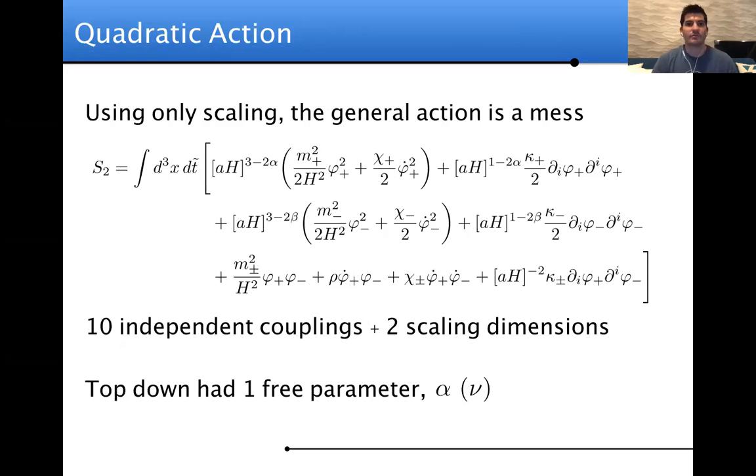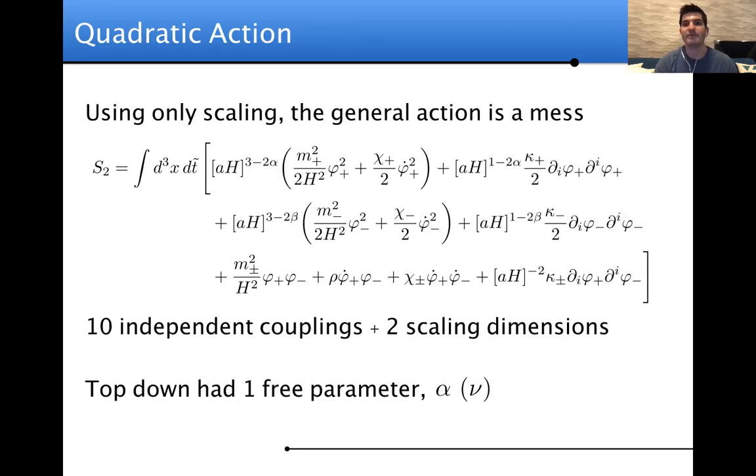So now having written down the symmetries, we should be able to write down the effective action. So if we only included the scaling symmetry and the translations and rotations of the spatial slices, to second order in the fields and second order in derivatives, we would arrive at the following action. So this action has 10 independent couplings and 2 independent scaling dimensions. This should be compared to our top-down description that had one free parameter, alpha, because the alpha and beta were fixed by the combination alpha plus beta equals 3.